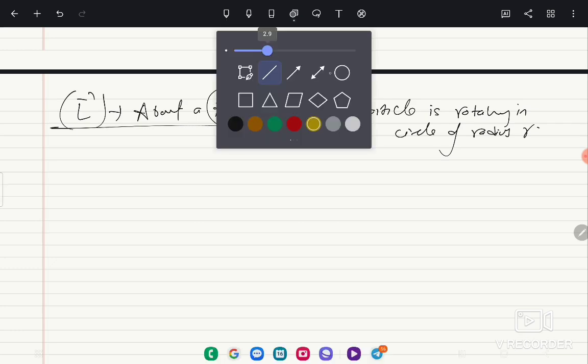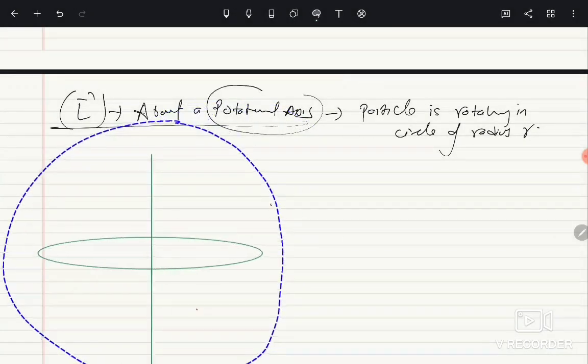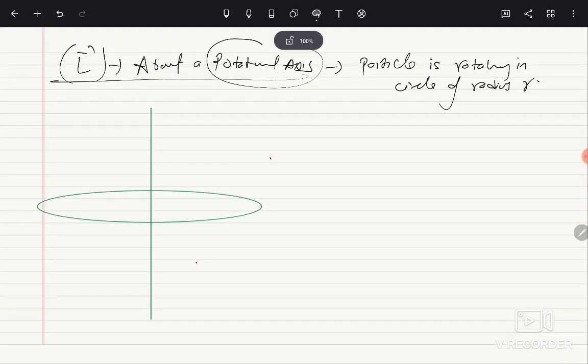So we draw the diagram here. Suppose a particle is rotating like this in this circle, and the position of the particle at a certain time is here. The circular motion gives us the radius r, and this is the axis of rotation, and the angular velocity omega is a constant.